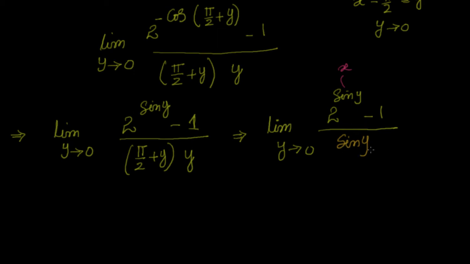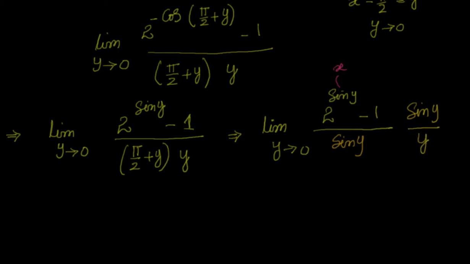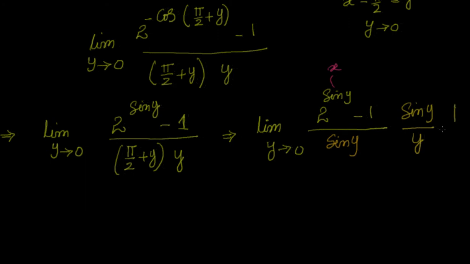Okay. Now sin y is not present. We have placed it because we want to simplify that. So I should nullify that by again multiplying with sin y. And I have one y with me. Not only that, I have also 1 by pi by 2 plus y. Now we can take individual limits and we can simplify now.